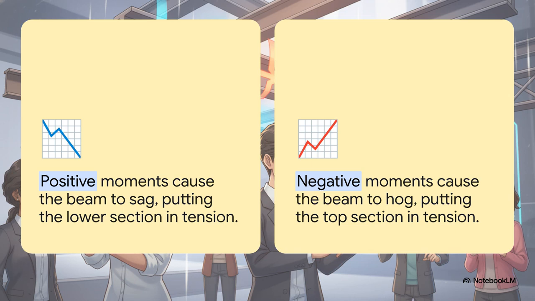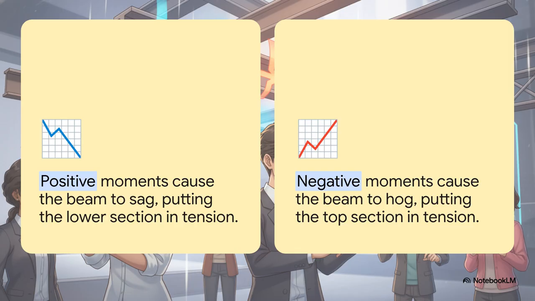Before we even think about drawing a diagram, we've got to agree on a universal language for how things push and twist. For bending moments, if a force causes the beam to dip down in the middle, putting that lower section into tension, we call it sagging. And sagging is always a positive bending moment. Just think of it like a smile.